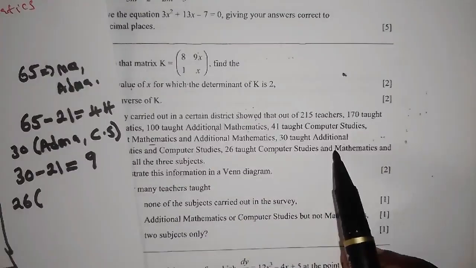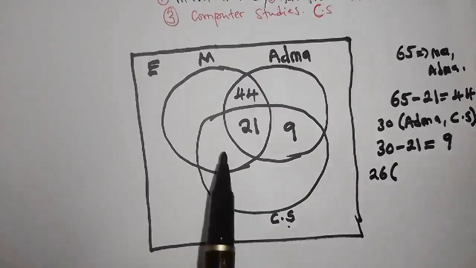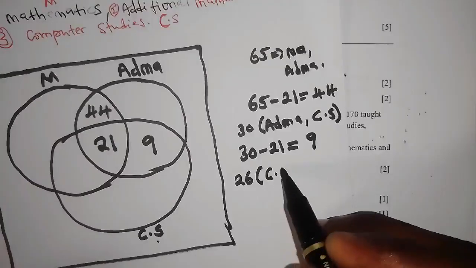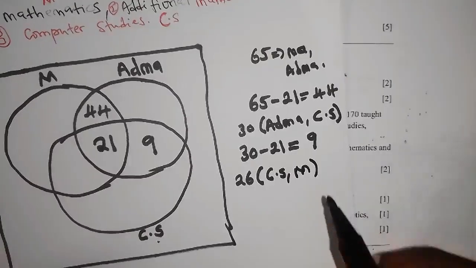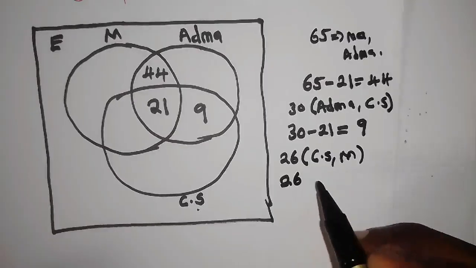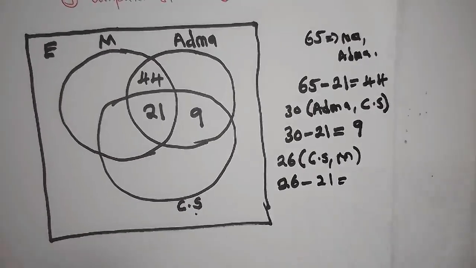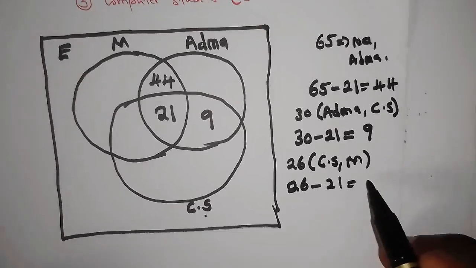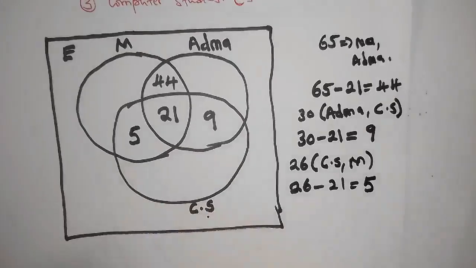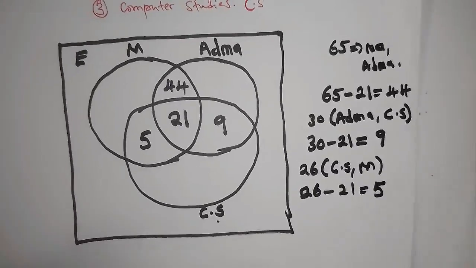So 26 taught computer studies and mathematics. So we are looking at computer studies and mathematics. Okay, so it is this intersection. So what you're going to do is you're going to say 26 minus 21. So what are you going to get? You're just going to get 5. So you just get 5, and this is the 5 that you're going to put there. Okay, so now you are done with this part.